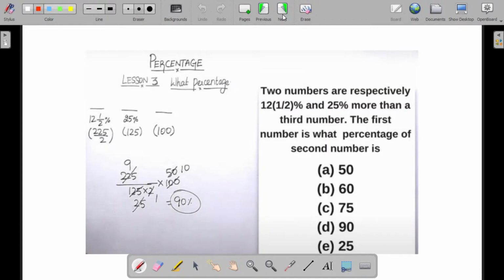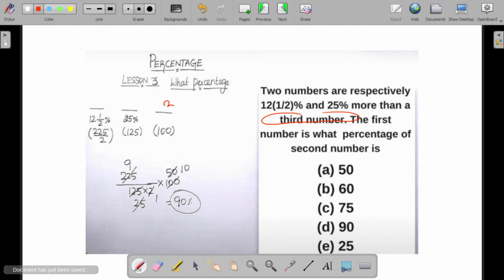Okay, so the correct answer is 90 percentage. The answer is D. So here they are given three numbers, the first two numbers and the third number. The third number we don't know.